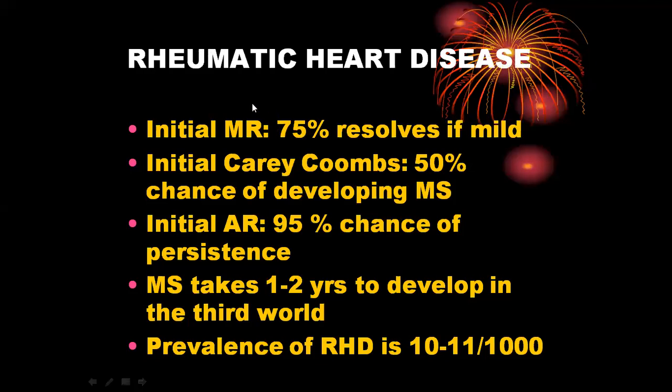So if you have initial mitral regurgitation, some of it may resolve if you give religious secondary prophylaxis, but the majority will continue. Initial aortic regurgitation, again, some of it will resolve, but the majority will continue. And then over a period of time, you develop mitral stenosis. It's very common. The prevalence of heart disease in our part of the world is 10 to 11 per thousand. That's pretty high.